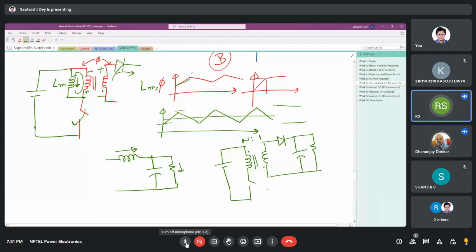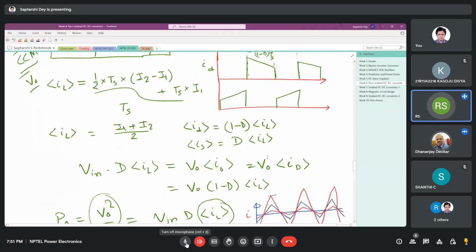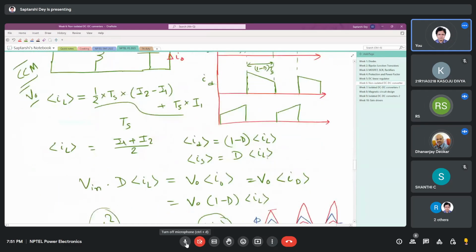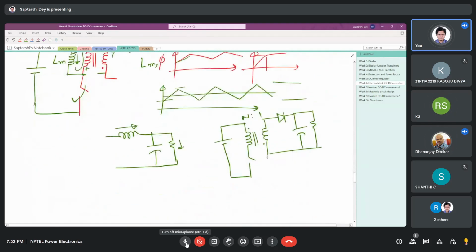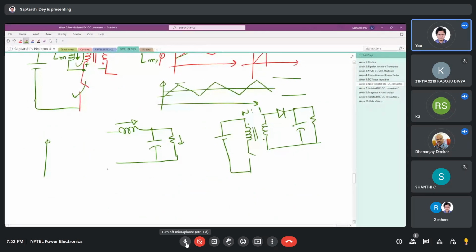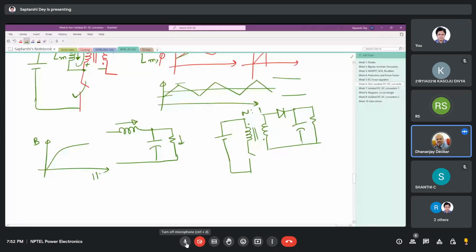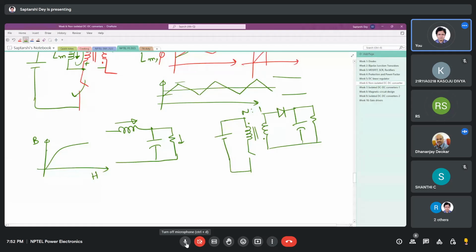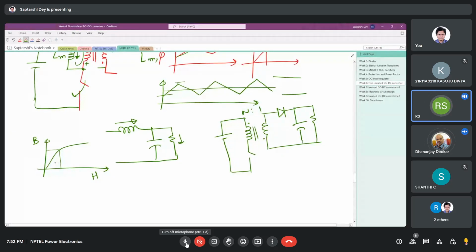Sir, you were talking about this flux BH curve. You have drawn the BH curve here and said that if you are operating at the knee point... No, sir, it is below. Yeah, this small red curve. Okay, I will draw it once again. Sir, you were saying that when the frequency of the inductor decreases, the size increases.